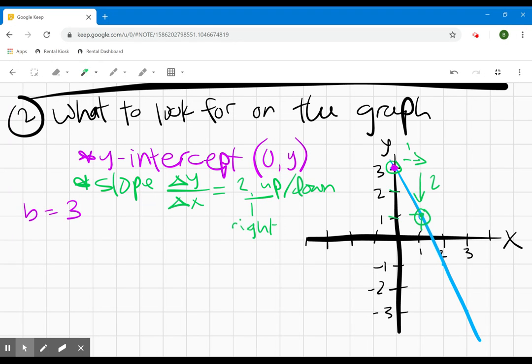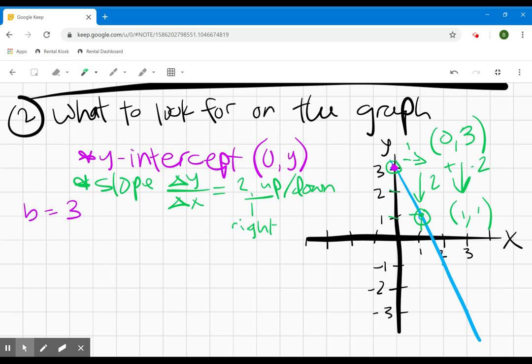Our point there is 1, 1. Our point up here is 0, 3. So to get from 0, 3 to 1, 1, we're adding 1 going right, plus 1 going right. This is getting a little messy over here, but hopefully you can still understand what I'm trying to say here. And to go from 3 to 1, we subtract 2.